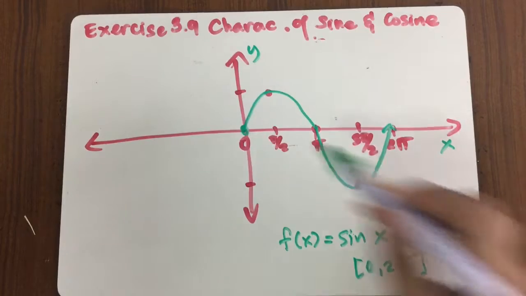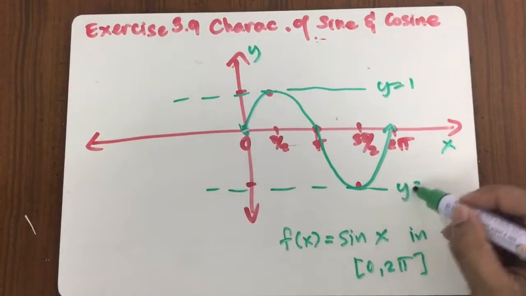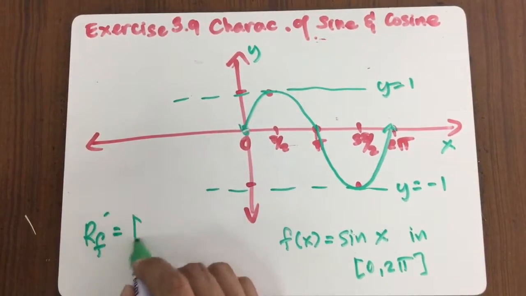So if you were to look at this, ang maximum value ng ating function is 1. At ang kanyang minimum value is negative 1. At merong value ang ating sine function between negative 1 and 1.